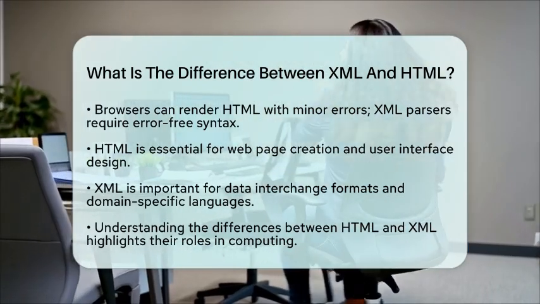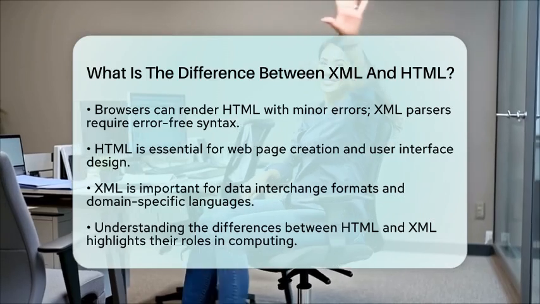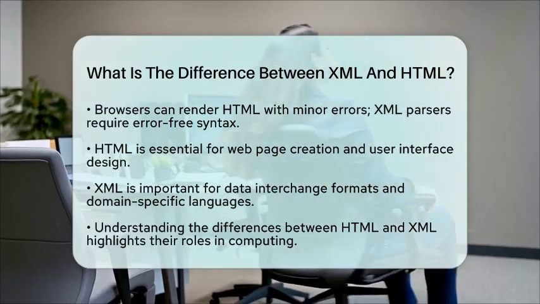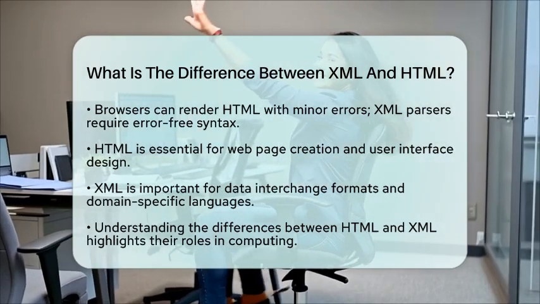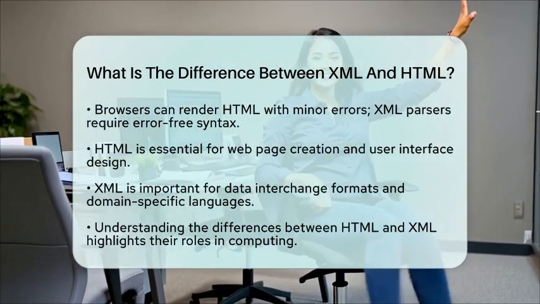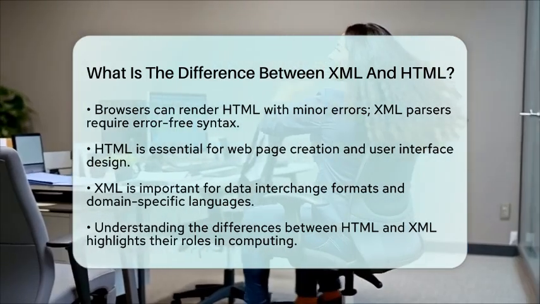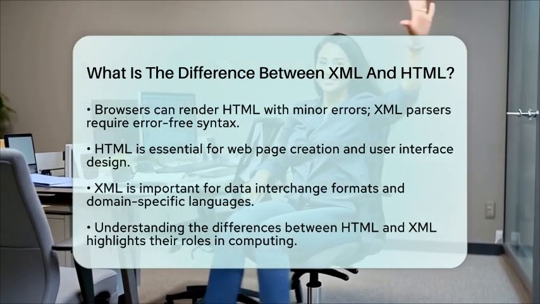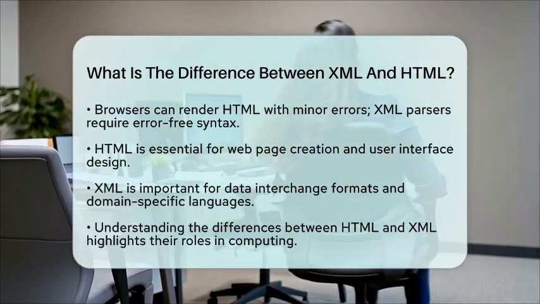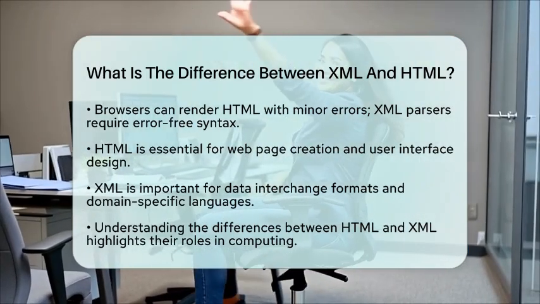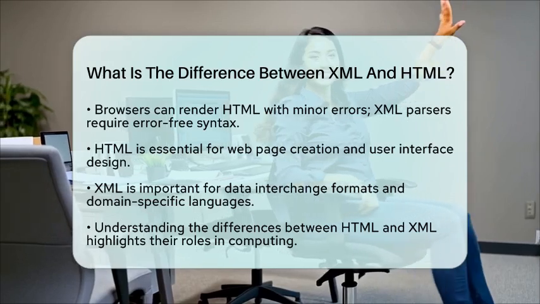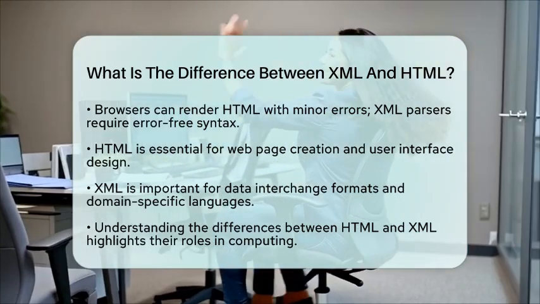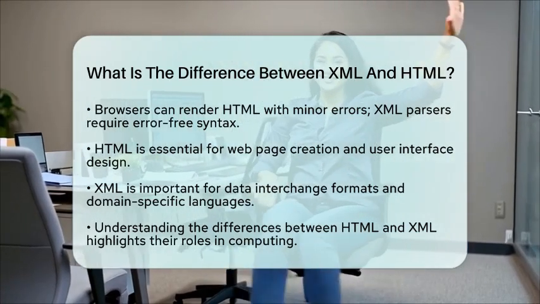In summary, HyperText Markup Language is focused on how data is presented to users on the web, while Extensible Markup Language is designed to describe, store, and transport data in a structured and machine-readable way. Understanding these differences helps us appreciate their roles in software development innovations and the broader context of computing.